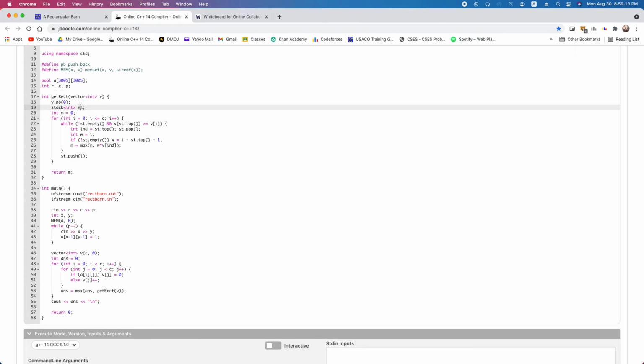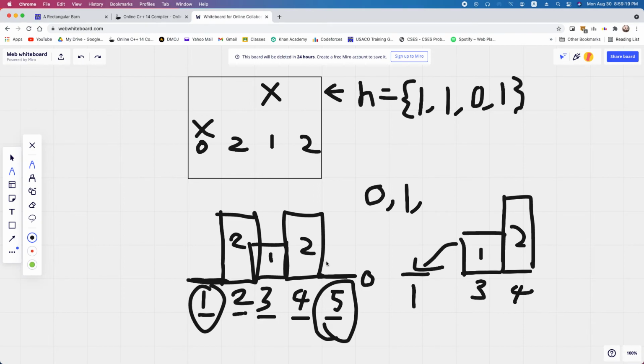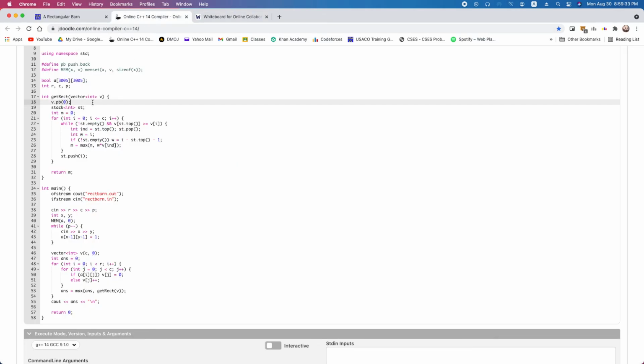And here we use our stack, like what I said. At the end of this vector, I pushed back the height of 0, because this is basically what we're looking at, this extra 0 here. So this 0 will be smaller than or equal to everything inside, so it will pop out everything at the end and calculate everything. So this is what this 0 does.